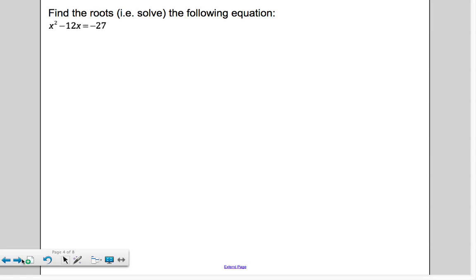So now we have an equation. How can we solve for x? We have a quadratic equation. How can I solve for x? Okay? I'm just thinking back to what we just did before.